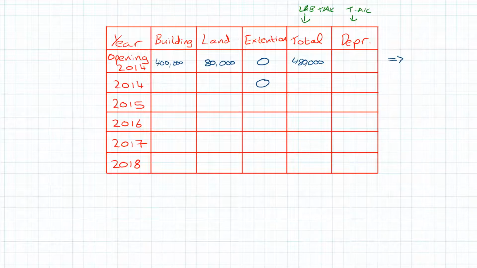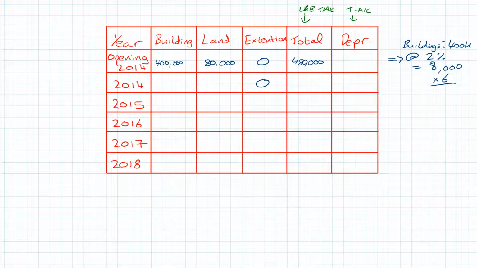Now our depreciation is only on buildings, and our buildings is 400k. At 2% would mean that yearly depreciation is 8,000. Again, we said that we had the buildings for 6 years. So we multiply it by 6 and we get 48,000. So these are the opening balance for our T accounts.